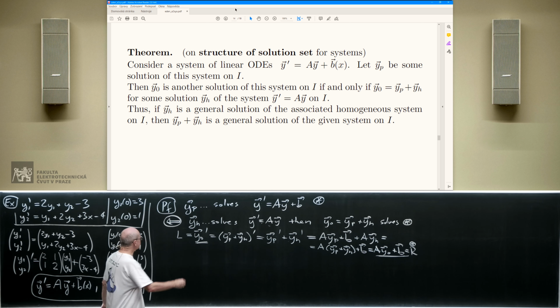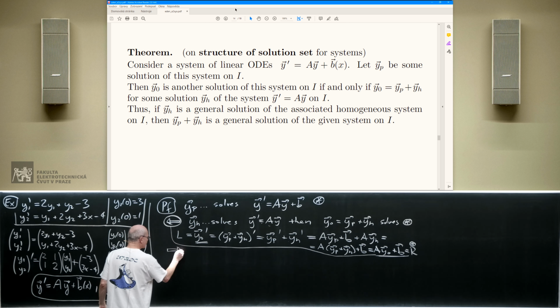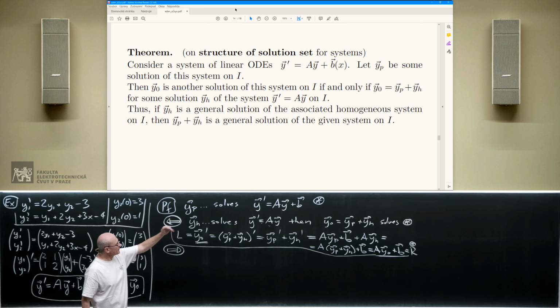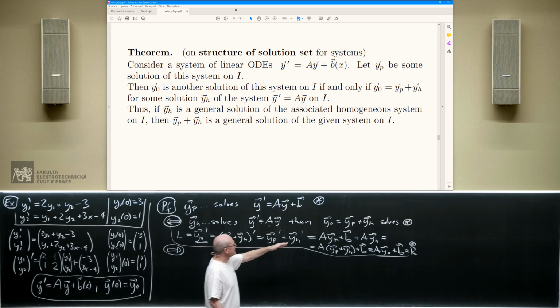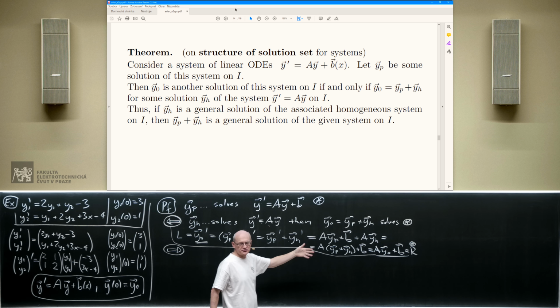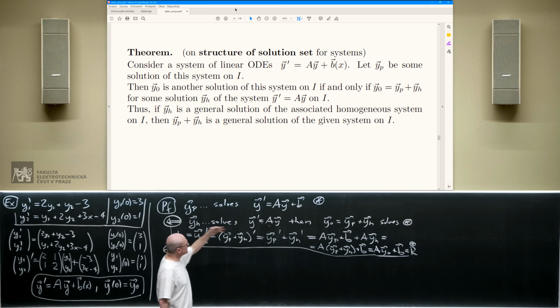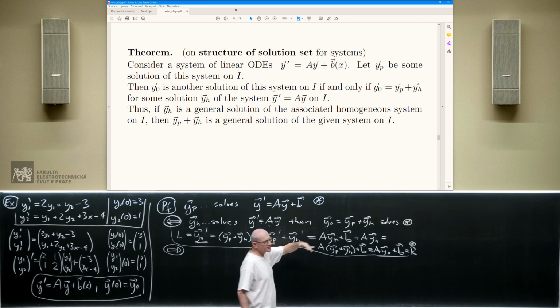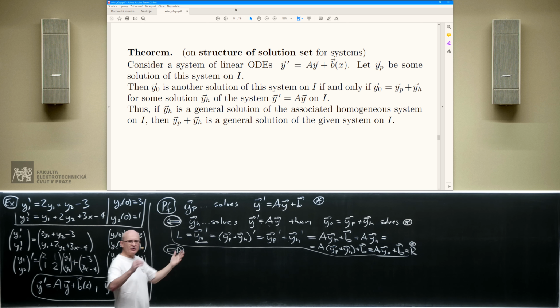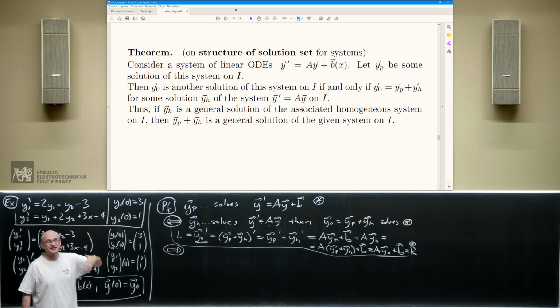Now let's see the other direction. This other direction, as I explained before, shows that this solution-producing machine is exhaustive, that it can reach any solution that's out there. So if we create solutions in this way, we are not leaving any solution out. We are capturing them all, which is important. That's why it creates a general solution. So how does it go? We are going left to right. Somebody gives me another solution. Y naught is a solution, so it solves equation star.